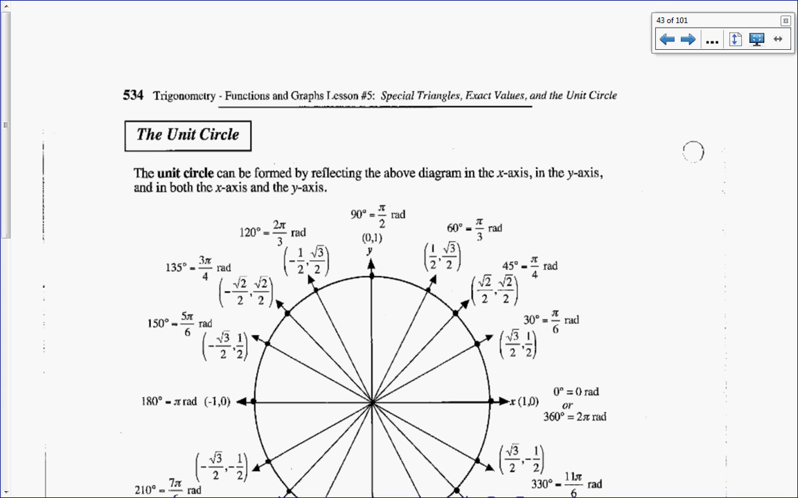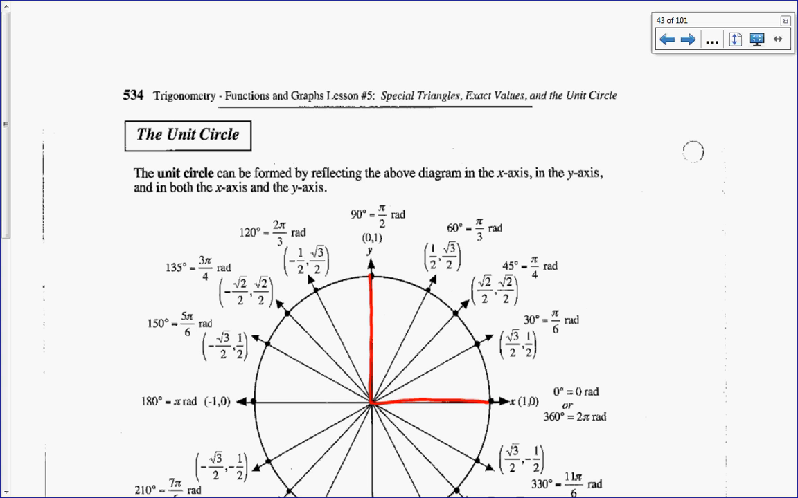Okay, so yesterday we learned the coordinates for each of the angles around the unit circle. And we actually learned that really we only need to know the first quadrant. As long as we know the coordinates for this first quadrant, we just reflect that across the y-axis, reflect that across the x-axis, and we can get the coordinates for all of the other three quadrants.